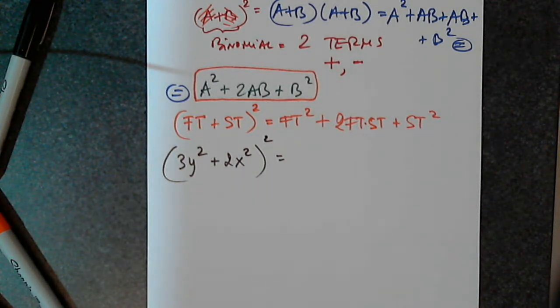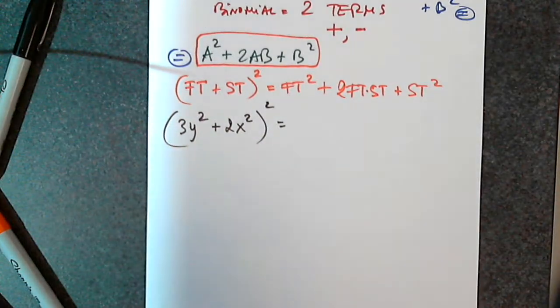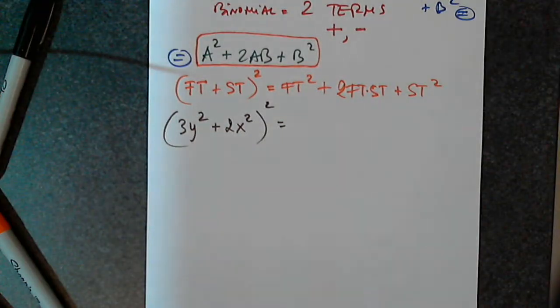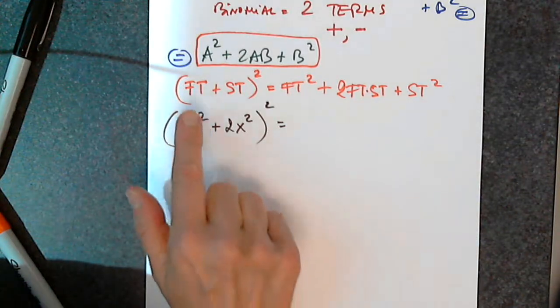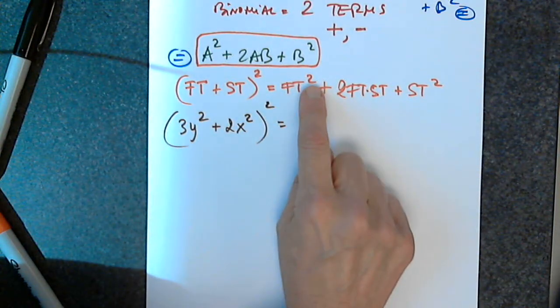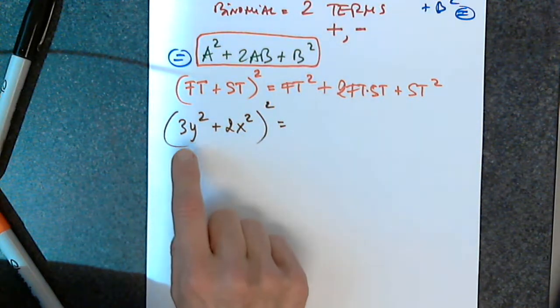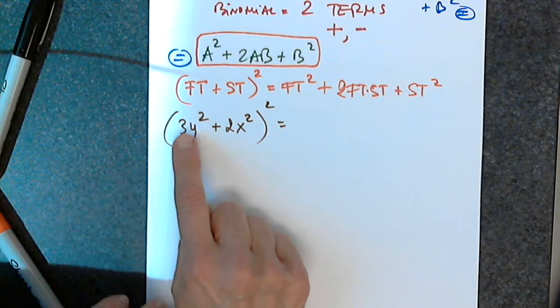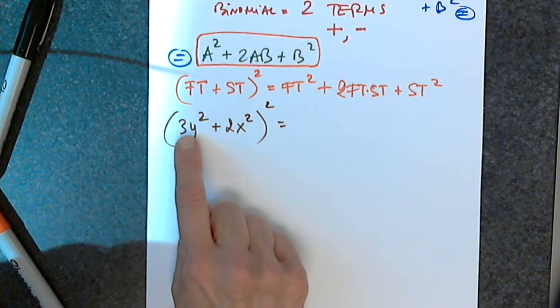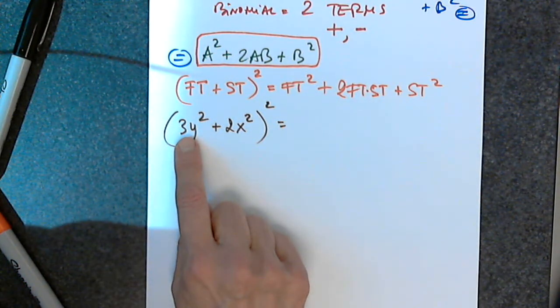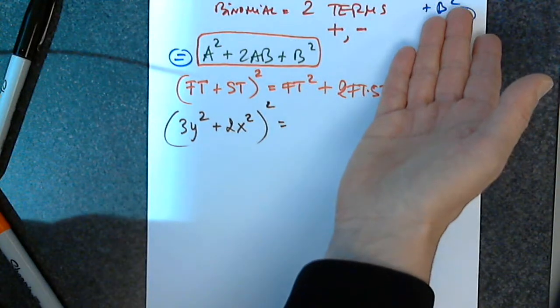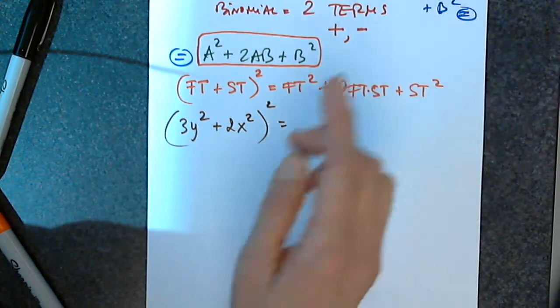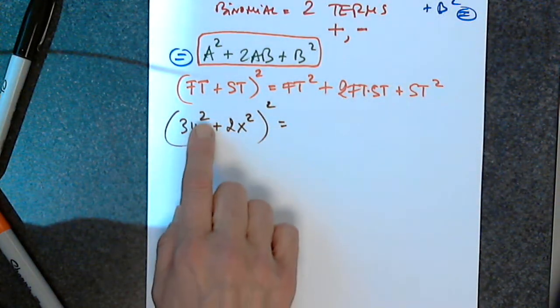Now can anyone fill it in? No foiling. You tell me what to write and I'll write it. So what are you going to do with FT? You're going to square it, right? Good. So how do I square a product? This is not a binomial. This is one term. How do I square a product? It's not the same method. This is for a binomial. But how do I square 3y squared?